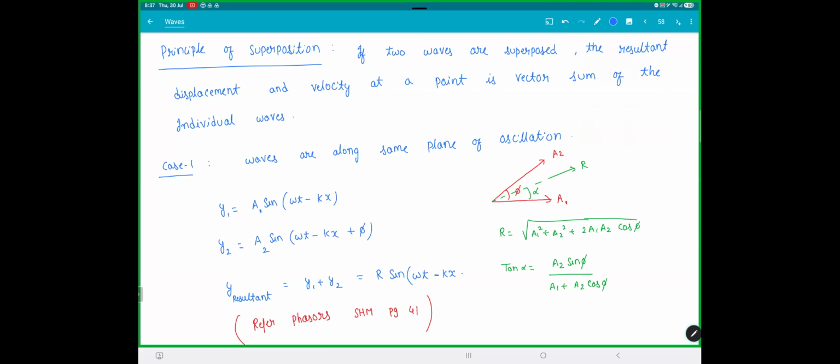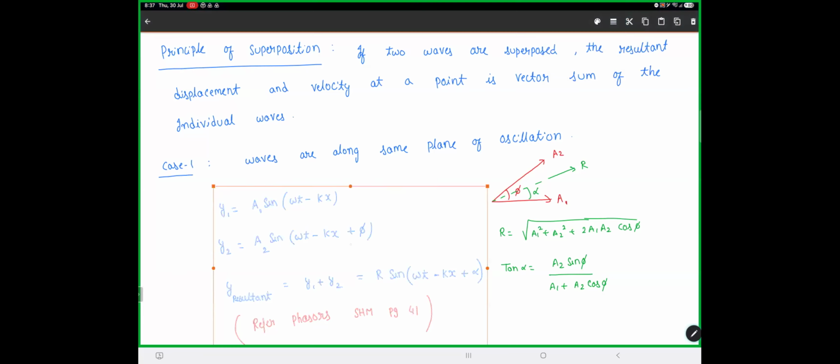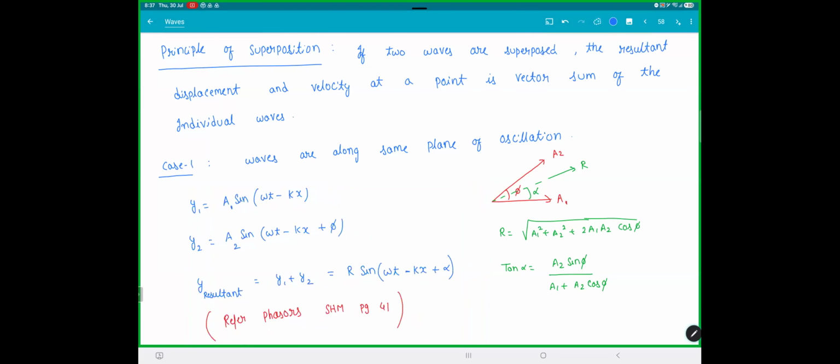This is a very neat technique to add two sine functions. We use this in SHM, we use this in waves, we also use this in alternating current, which comes later on, and also in wave optics. So definitely make sure to go through the phasors. You can convert a sine function into a vector, then add them and get back the sine function again.